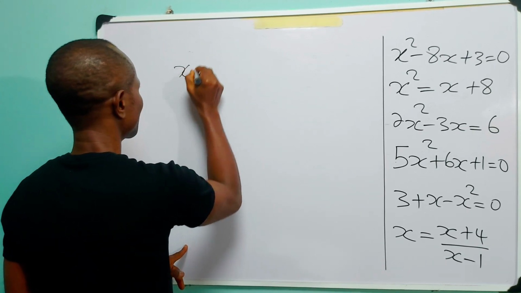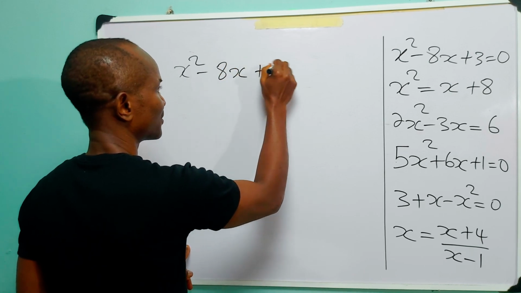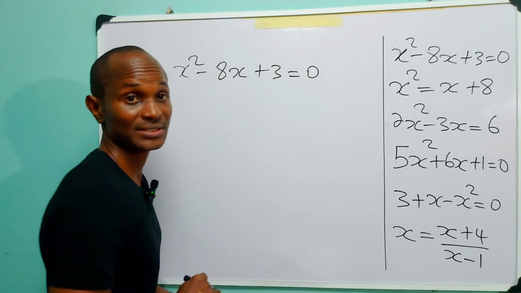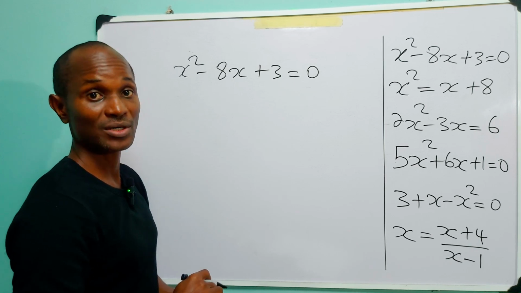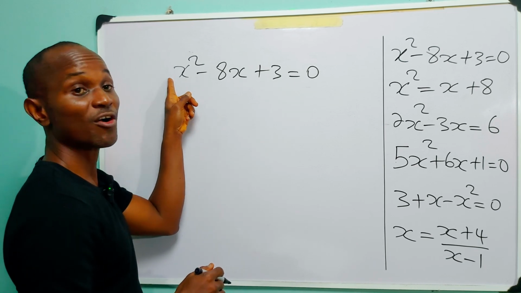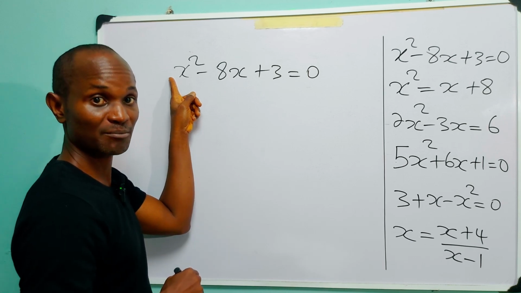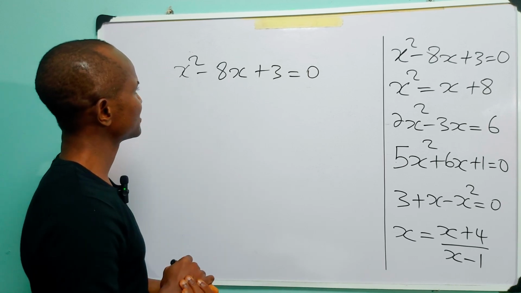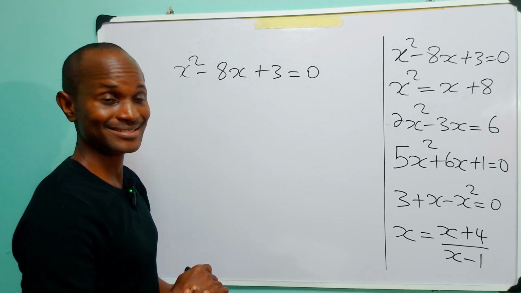We have that x squared minus 8x plus 3 is equal to 0. Now, the very first step in working with this method is to make sure that the coefficient of x squared is 1, absolutely important. And in this case, we have that the coefficient of x squared is 1, so we move on to the next step.